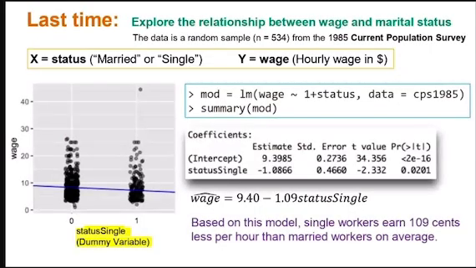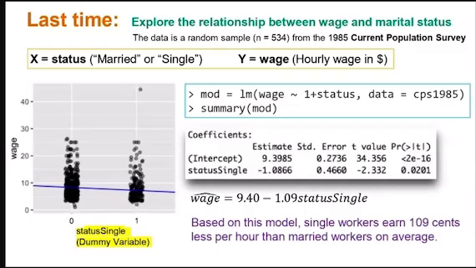I want to consider this. I want to explore the relationship between wage and marital status. Marital status is categorical because it has levels, married or single. And of course, if you take a look at this, I call it X status and I call the Y wage.